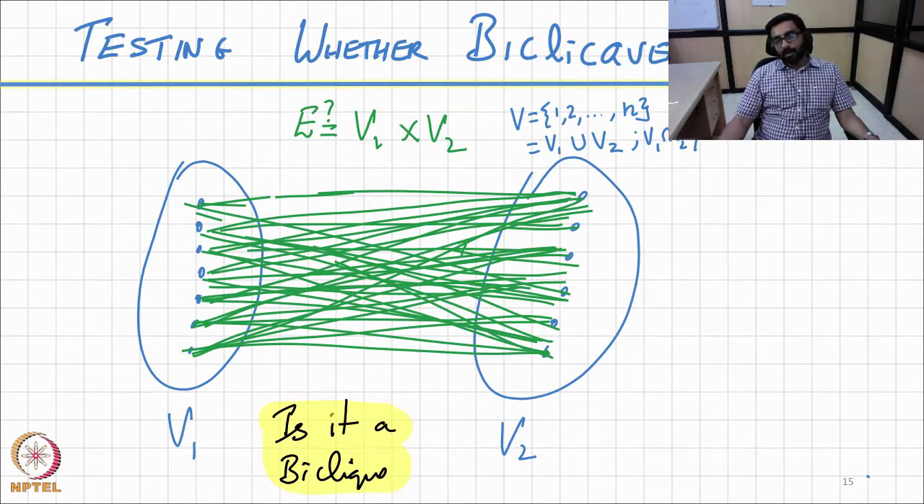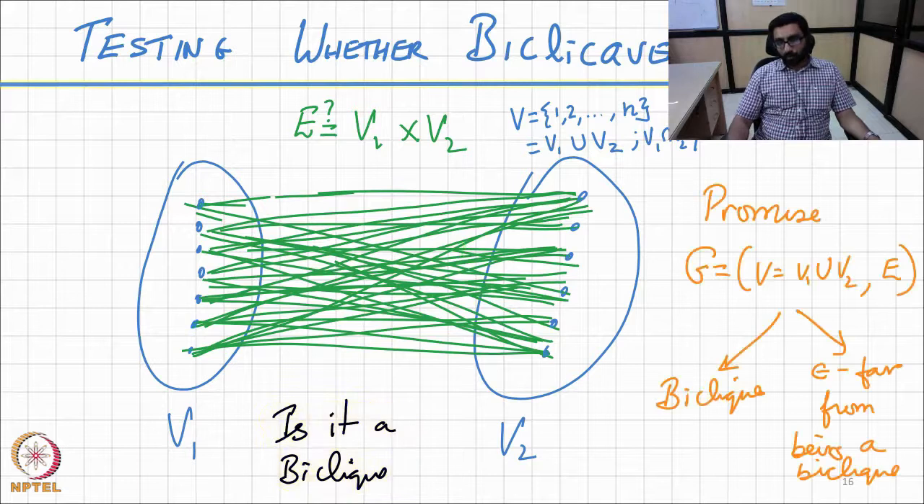Of course, we have to assume that there is a promise. And what is a promise here? We're guaranteed that the graph is either a biclique, which means there exists such a partition V1 and V2 with all possible edges going across V1 and V2, or the graph is epsilon far from being a biclique. What does that even mean? Well, let's look at it shortly.